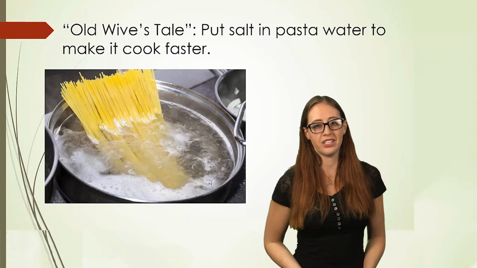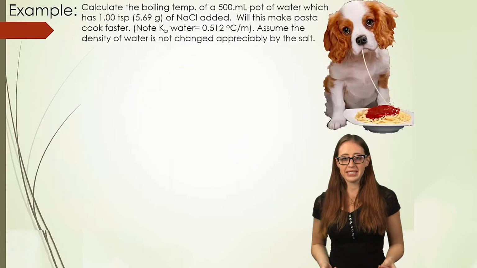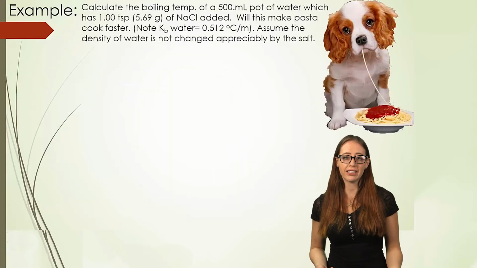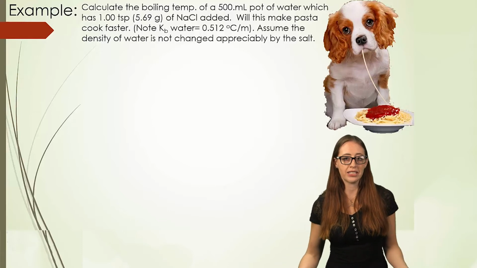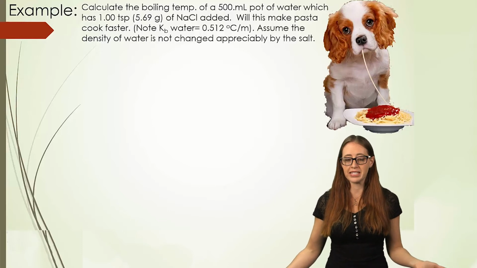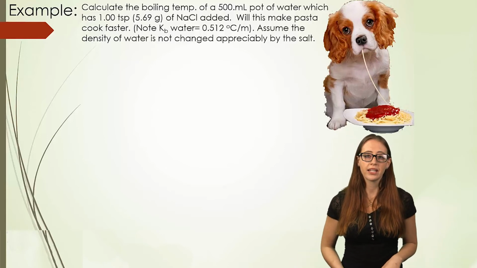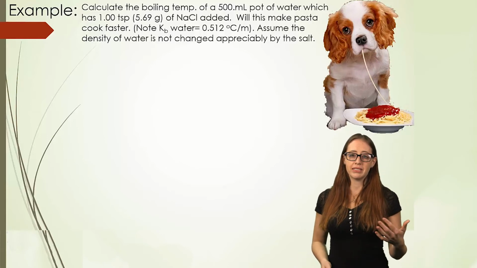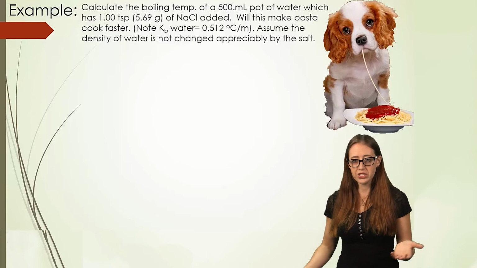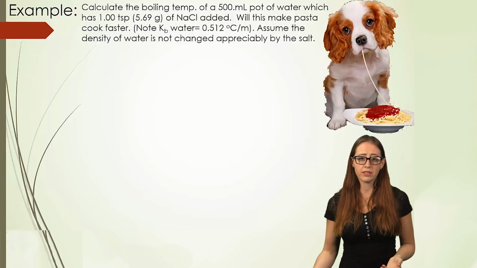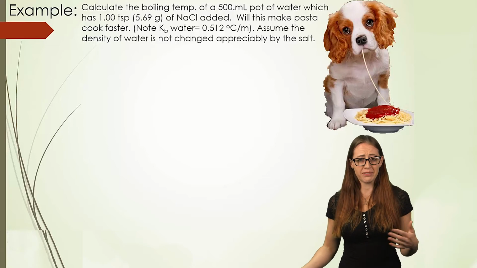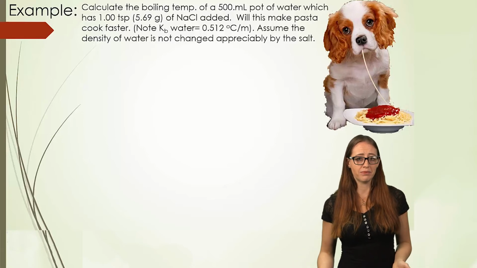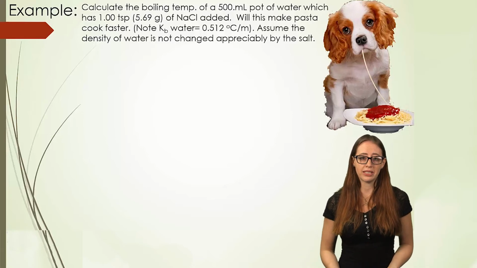Let's do a quick calculation. Let's do an example problem that shows you how to calculate boiling point elevations while answering why salty pasta water doesn't seem to make that big of a difference in everyday life cook time. If we have a 500 milliliter pot of water, which therefore weighs 500 grams, and we add a teaspoon of salt, which is really, if you think about it, a really large amount of salt, we can find out the new boiling point of water.